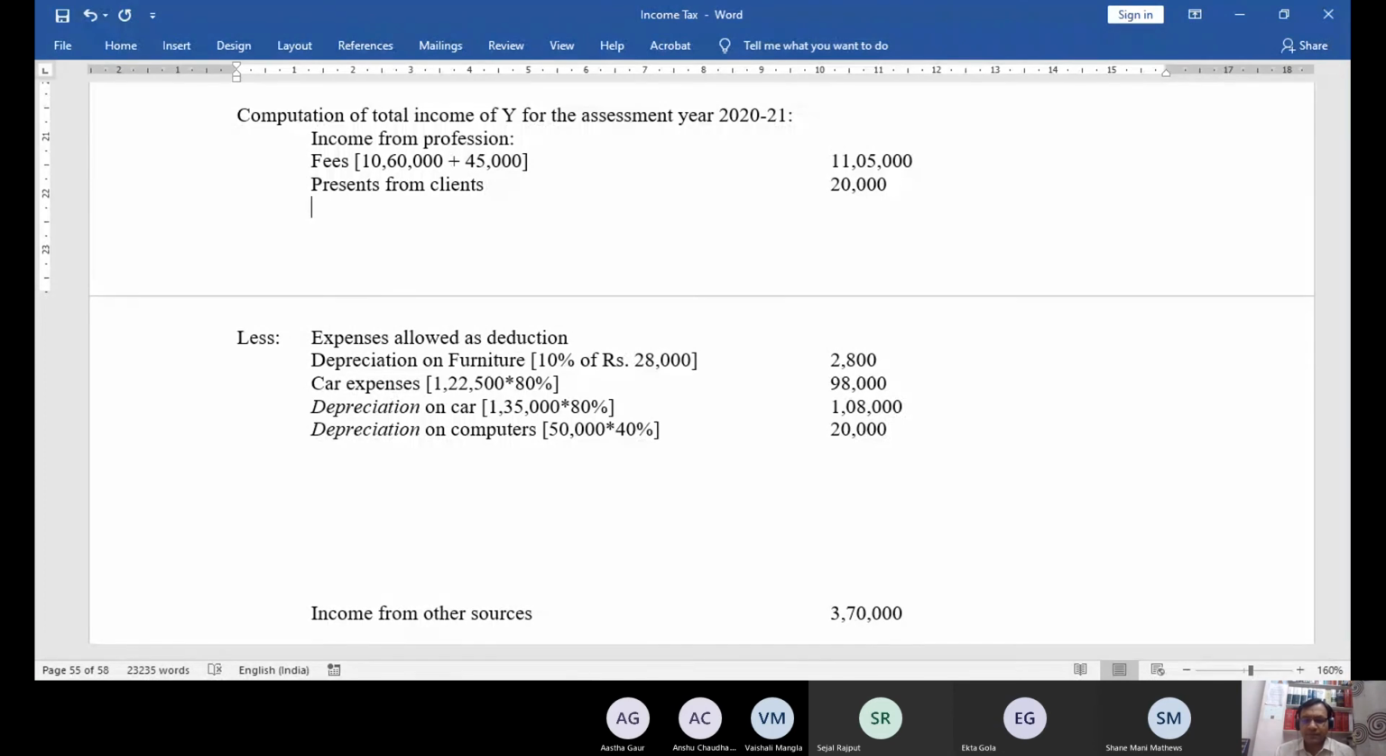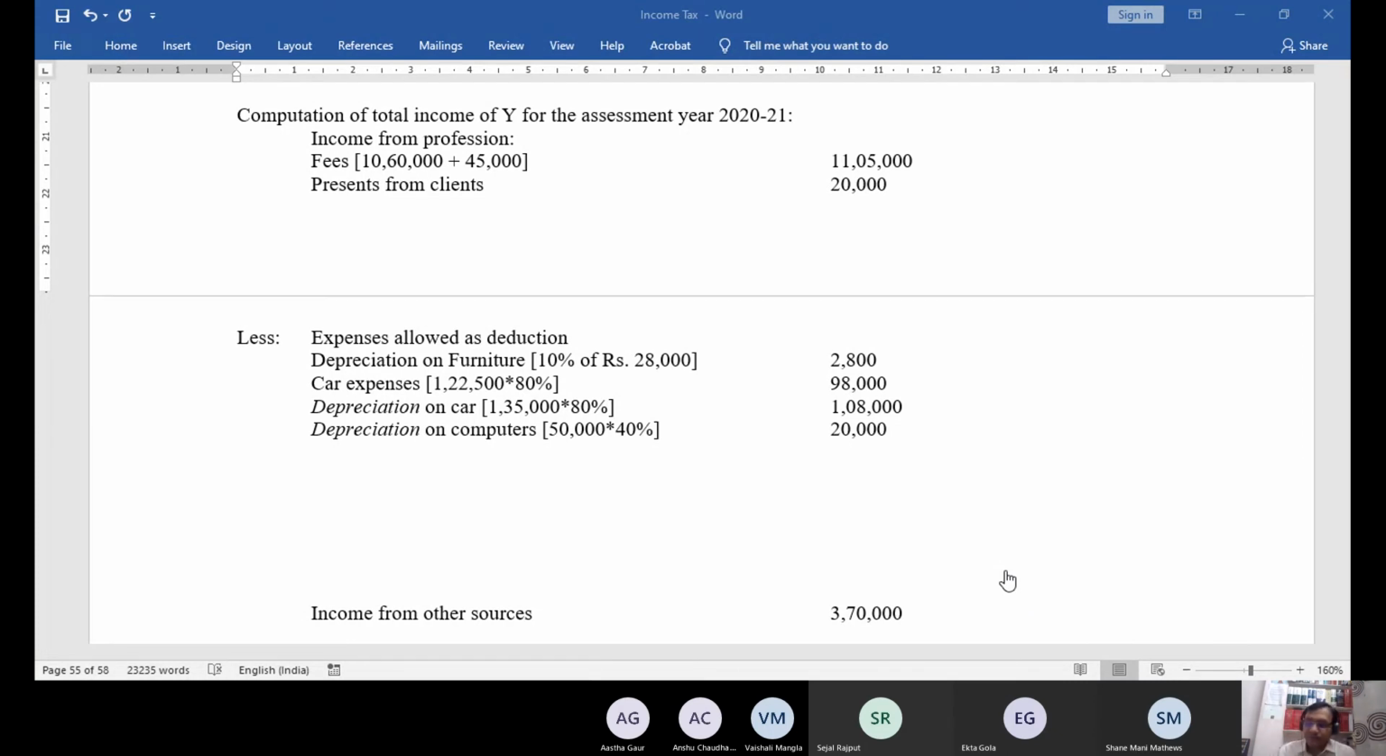Next one, loan from client. Is it an income? Anyone who can tell me about the treatment of loan from client? What should I do with this loan from client? I received a loan of 50,000 from a client. What should I show? What should be the treatment logically? So it shouldn't be an income. Yes, loan is not an income. Logically, it should not be because you will pay it back. Presents and fees you never pay back. So loan is not at all income, no treatment.